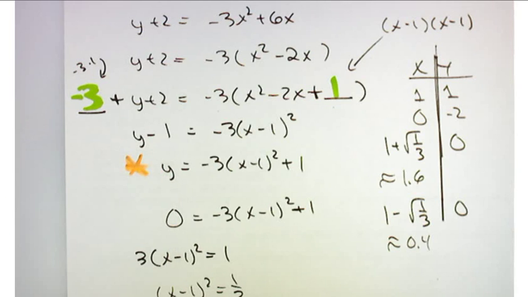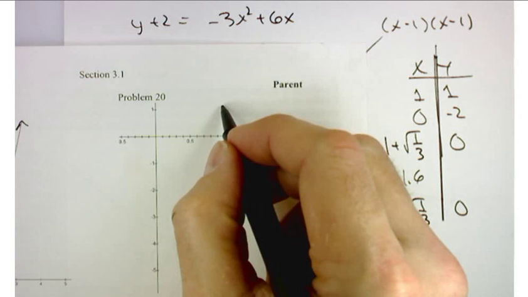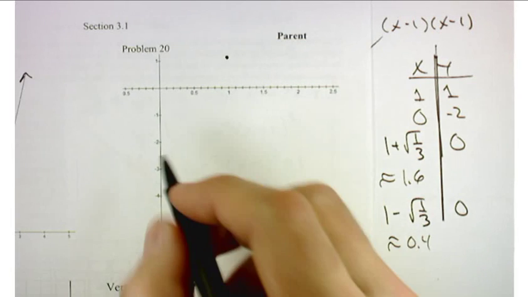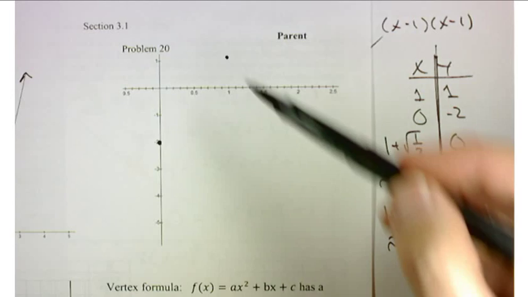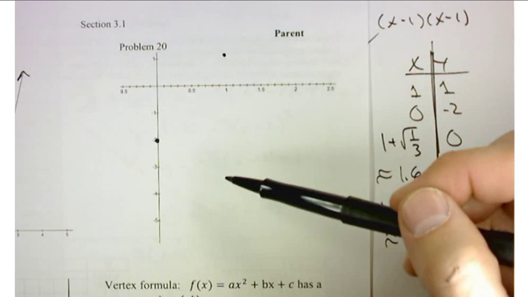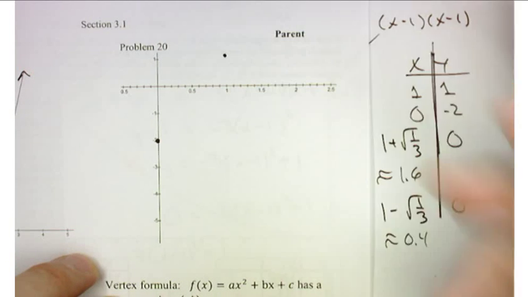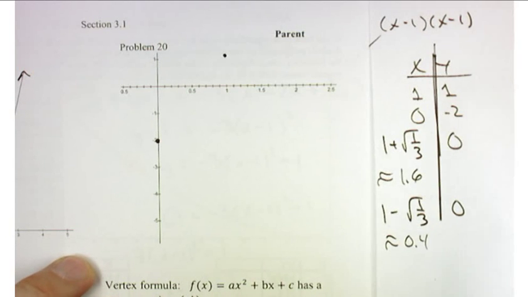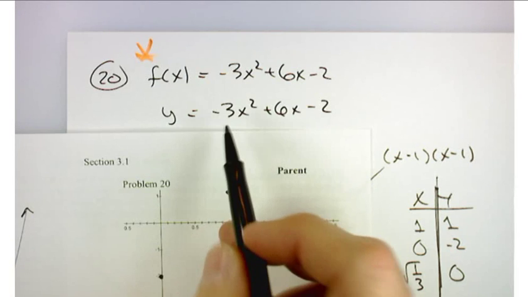All right? Let's graph this. Finish this one up. We've got a vertex at (1, 1). That's up here. We've got a y-intercept at (0, -2). Now already, if this is the vertex and I've got a y-intercept here, that's telling you that this faces down, right? It has to open down. What else about this problem could tell you that it opened down? Yeah, the negative in front of the 3 here.